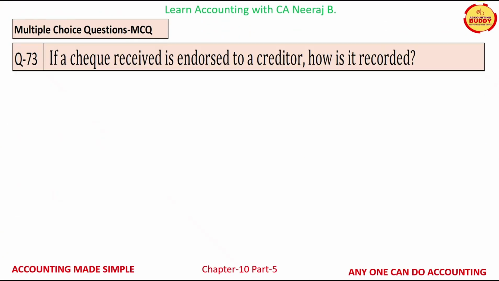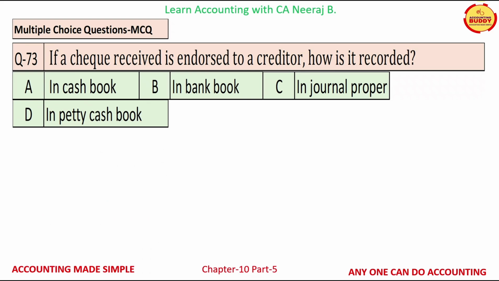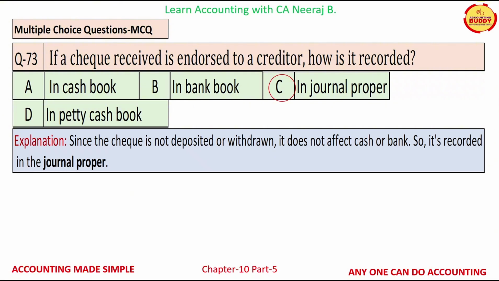Question number 73 is, if a check received is endorsed to a creditor, how is it recorded? Available options are option A in cash book, option B in bank book, option C in journal proper, and option D in petty cash book. And the correct answer is option C in journal proper. Since the check is not deposited or withdrawn, it does not affect the cash or bank. So it is recorded in the journal proper.